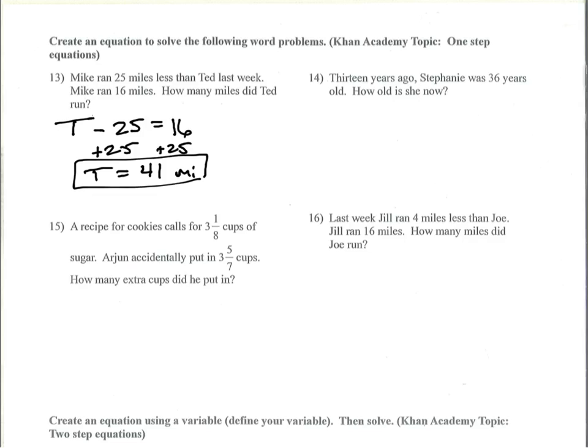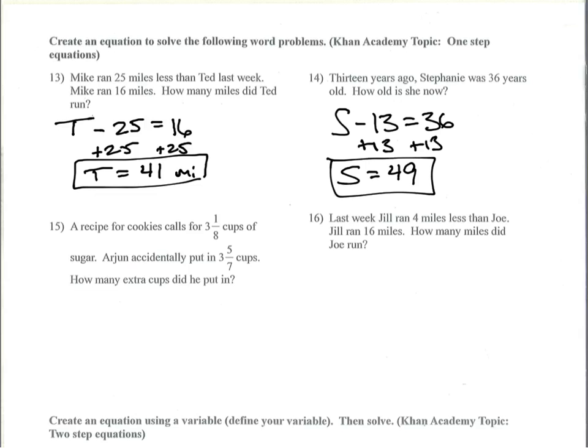Okay, 14. 13 years ago, Stephanie was 36 years old. How old is she now? Okay, well, Stephanie, 13 years ago is minus 13 equals 36. Add 13. So how old is Stephanie now? She's 49 years old.